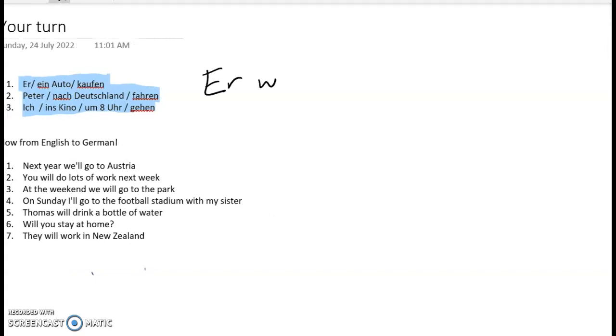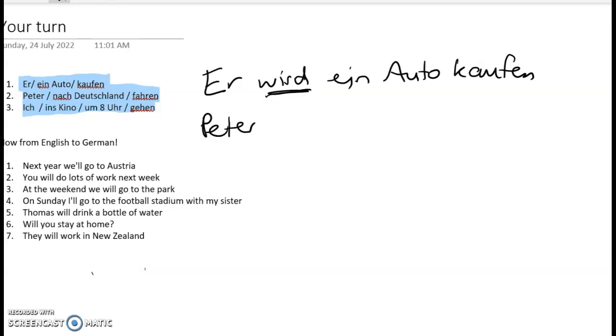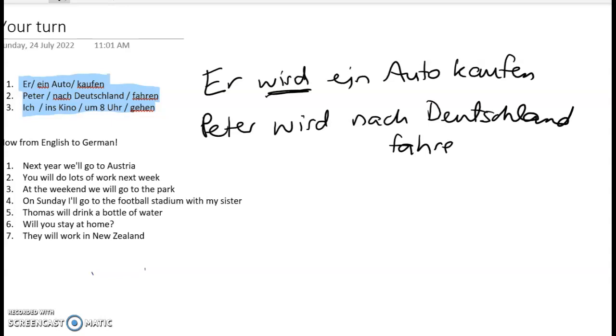So the first one will be wird ein Auto kaufen. The second one, also going to be wird. Peter wird nach Deutschland fahren. Right, so notice that we've got this, and then at the end we've got the infinitive. So we've got the part from werden, and then we've got the infinitive here.